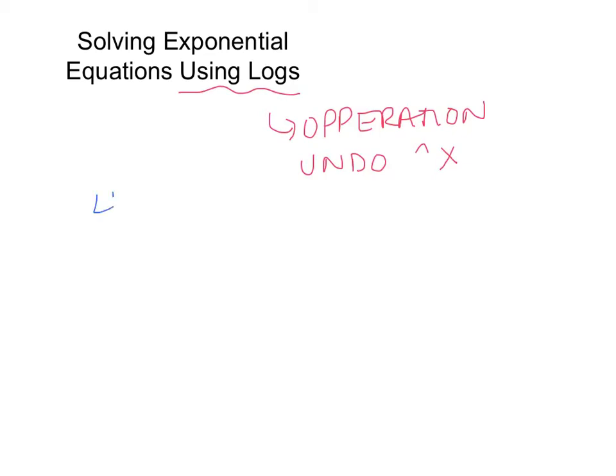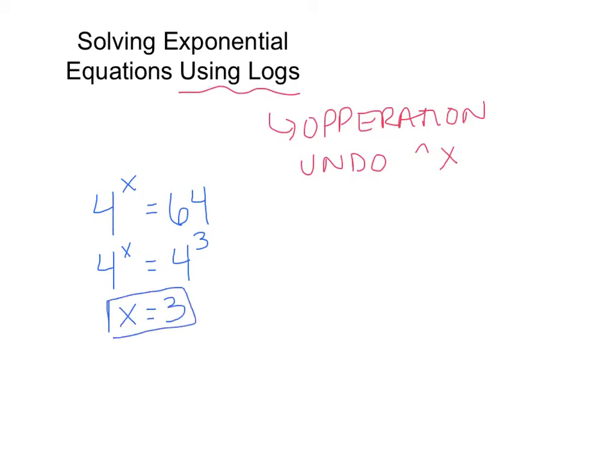Say we have 4 to the x equals 64. Now, I want to go ahead and do this using common bases first so that we have a good idea. We can check our solutions after we use logs. This is 4 to the x equals 4 cubed. So by common bases, we know that x equals 3. Now let's solve this problem using logs and see what we end up with.